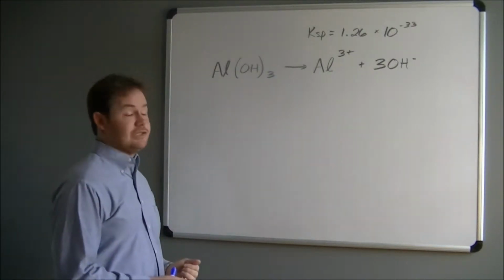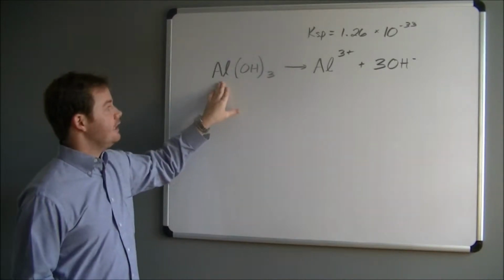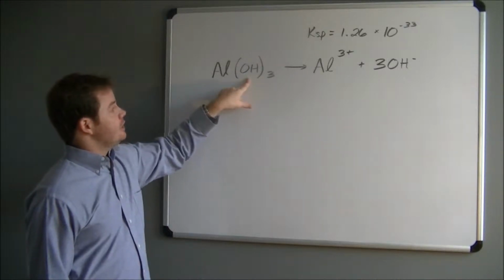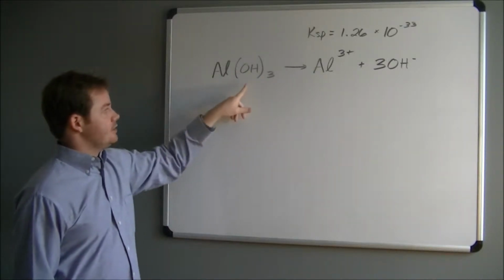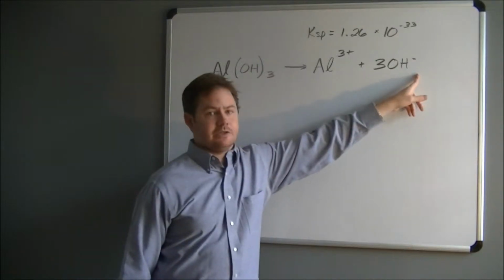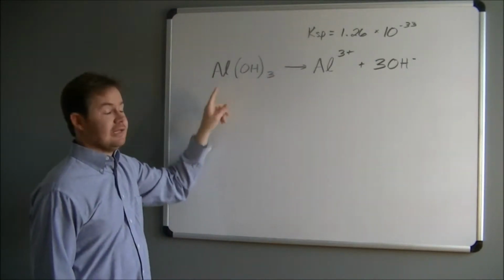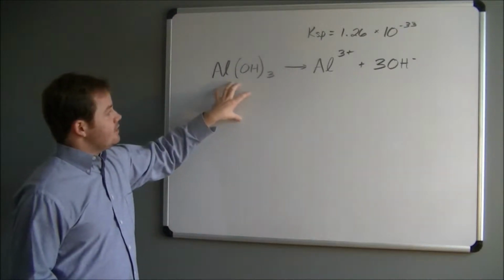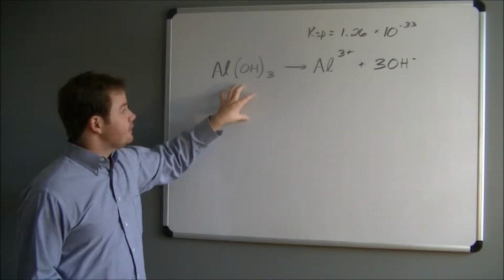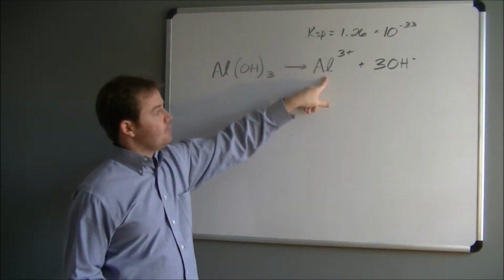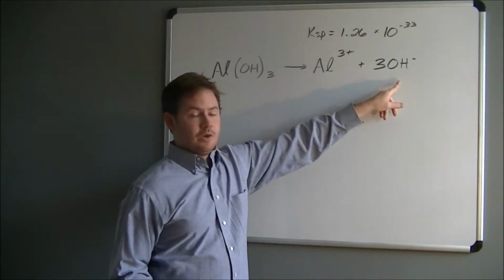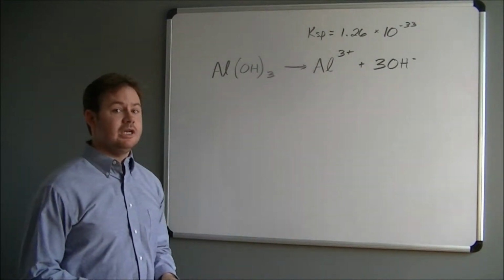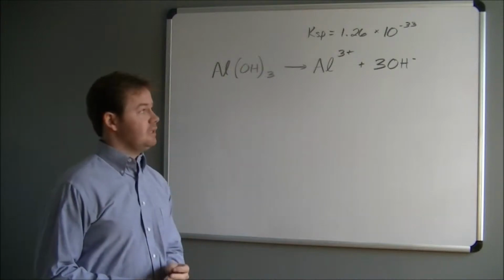So our solid here for this sample problem is aluminum hydroxide, Al(OH)3. And the reason that we have 3 OHs with 1 aluminum is because each hydroxide has a negative charge on it, so it takes 3 of those negative charges to balance out the +3 charge on aluminum. So when this dissociates in solution, when this breaks apart, you're going to get 1 Al3+ and then 3 OH minuses. And the coefficient here is going to be an important component in calculating our value for KSP.